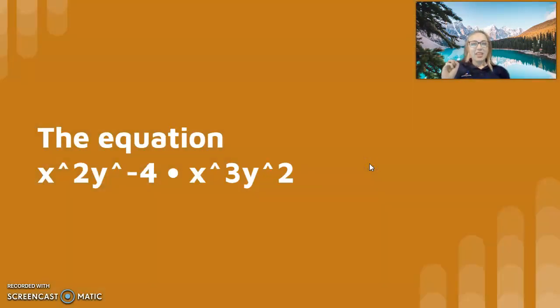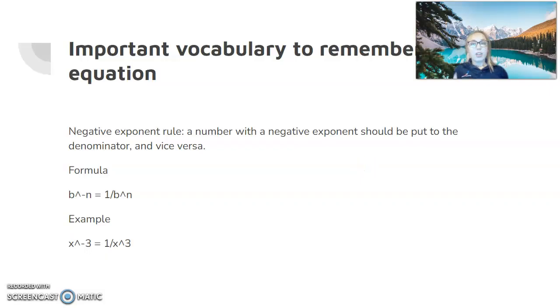Neat. So my equation was x to the second power, y to the negative fourth power, times x to the third power, and y to the second power.